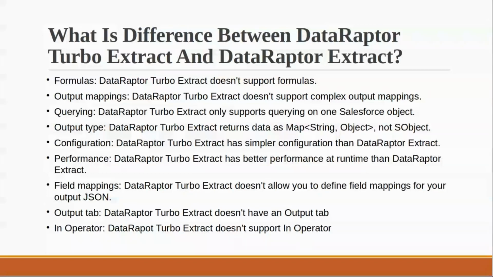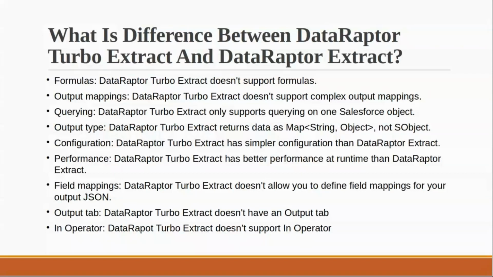Then we have output mappings. Data Turbo Extract doesn't support complex output mapping. That means we cannot rearrange the output nodes how we want the JSON data. So in Turbo Extract, it is already handled by Salesforce. It will give you the response in the form of a map of string, SObject.